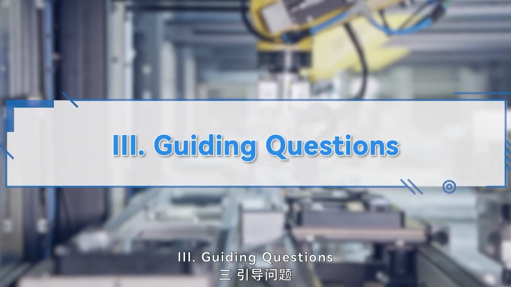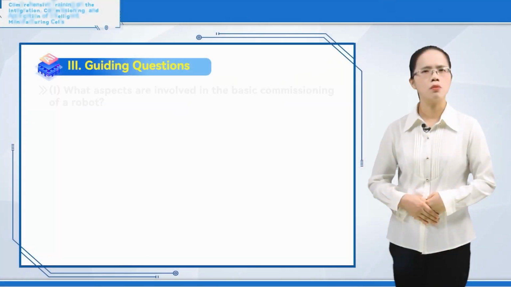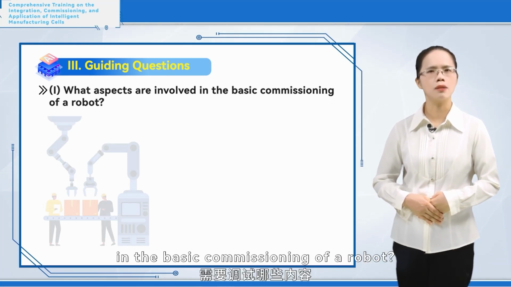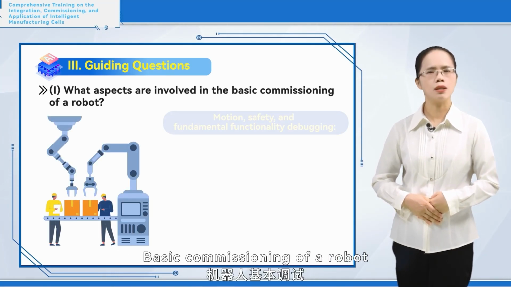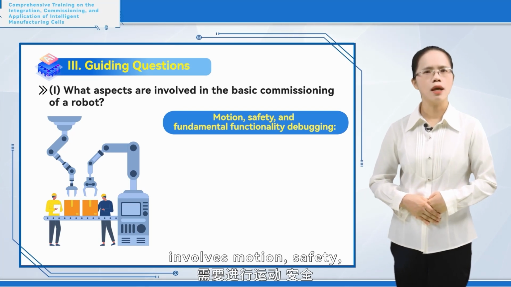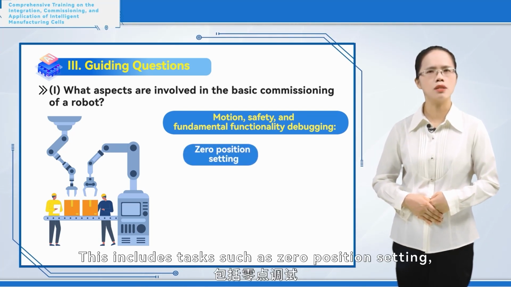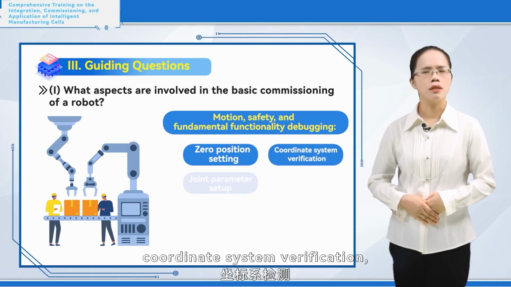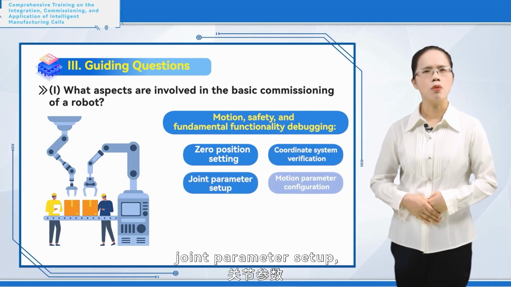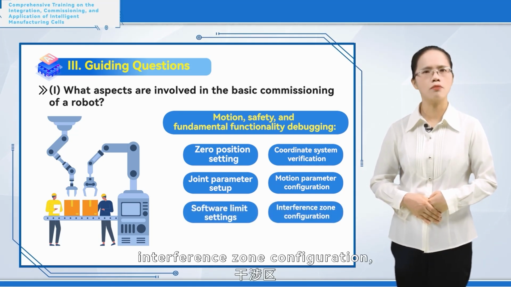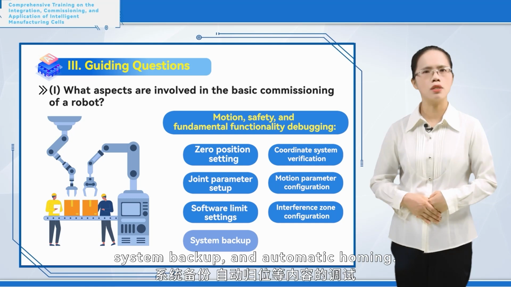3. Guiding questions. 1. What aspects are involved in the basic commissioning of a robot? Basic commissioning of a robot involves motion, safety, and fundamental functionality debugging. This includes tasks such as zero position setting, coordinate system verification, joint parameter setup, motion parameter configuration, software limit settings, interference zone configuration, system backup, and automatic homing.